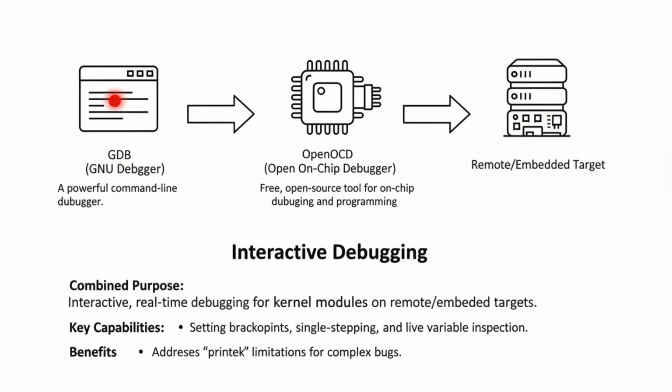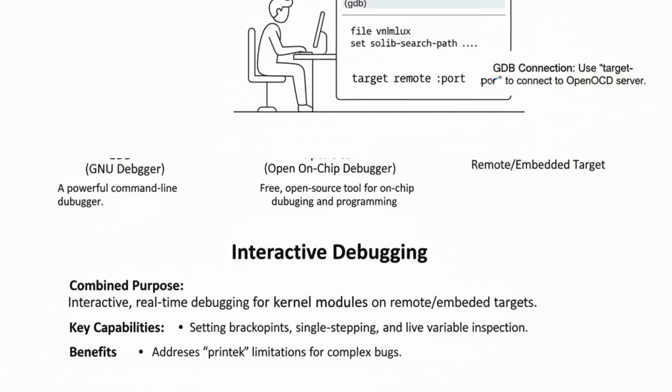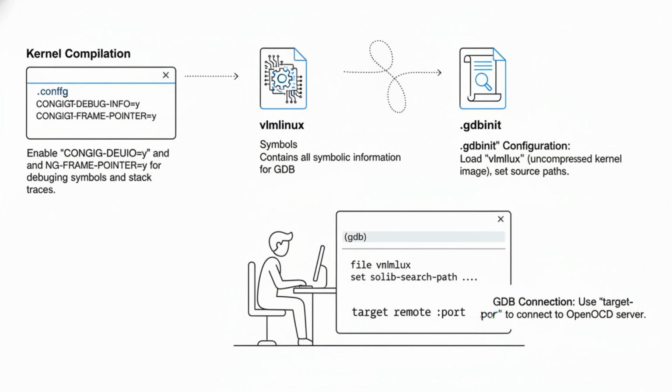This interactive control is indispensable for diagnosing complex, hard-to-reproduce issues that printk simply cannot address effectively. Properly configuring GDB is the foundational step for successful kernel module debugging. Firstly, the Linux kernel itself must be compiled with debugging symbols enabled. This is crucial and typically achieved by setting CONFIG_DEBUG_INFO=y and CONFIG_FRAME_POINTER=y in your kernel configuration. These options ensure that GDB has access to source code information and accurate stack traces.